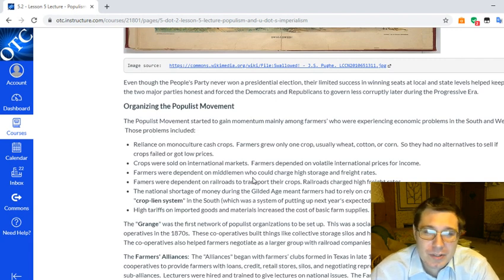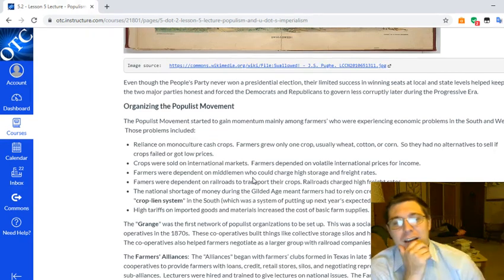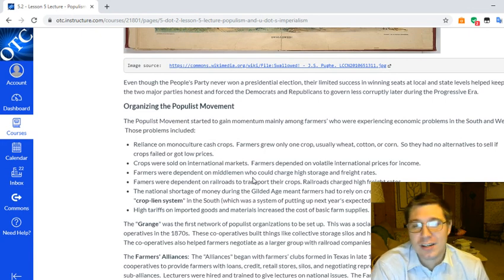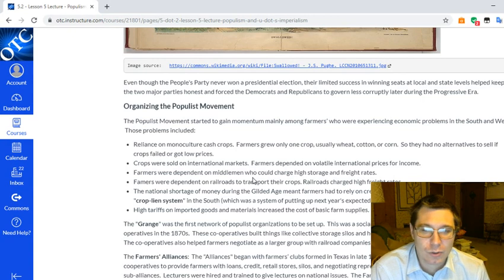So how is the populist movement organized? The populist movement started to gain momentum mainly among farmers who were experiencing economic problems in the South and West. Those problems included reliance on monoculture cash crops, meaning farmers grew only one crop, usually wheat, cotton, or corn. So they had no alternative crops to sell if crops failed or got low prices.